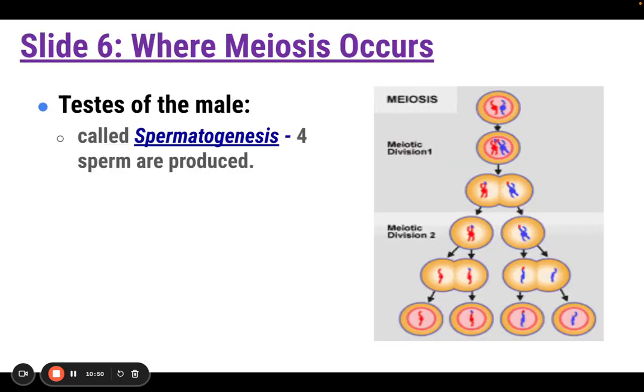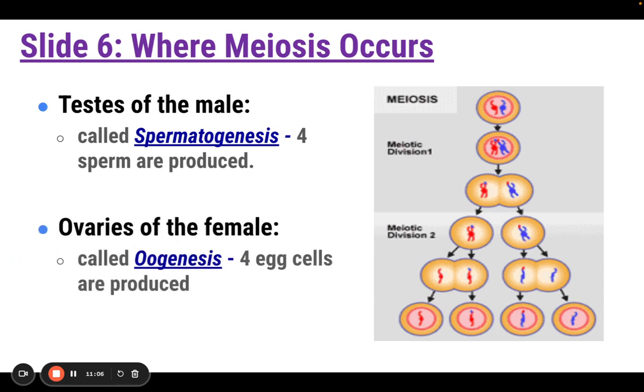So meiosis occurs in the testes of males. This process is called spermatogenesis, and in the process, one parent cell that starts the process will end up becoming 4 sperm cells. In females, this process will occur in ovaries, and the process is called oogenesis. These 4 cells that are produced are going to be egg cells.